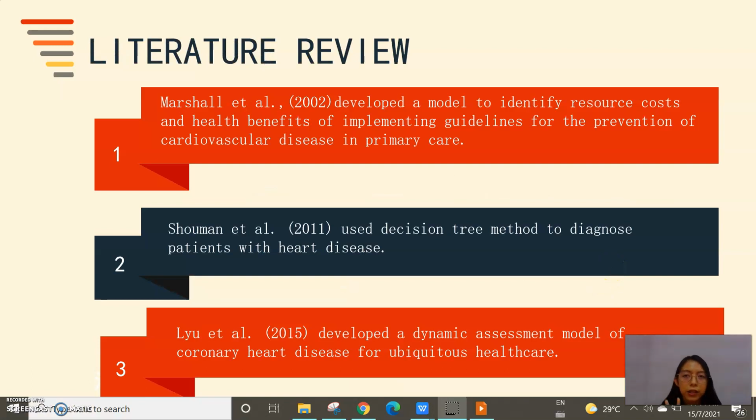And there are three studies that I used for my literature review. The first study developed a model to identify resource costs and health benefits of implementing guidelines for the prevention of cardiovascular disease in primary care. The second study used the decision tree method to diagnose patients with heart disease. And the third study developed a dynamic assessment model of coronary heart disease for ubiquitous healthcare.